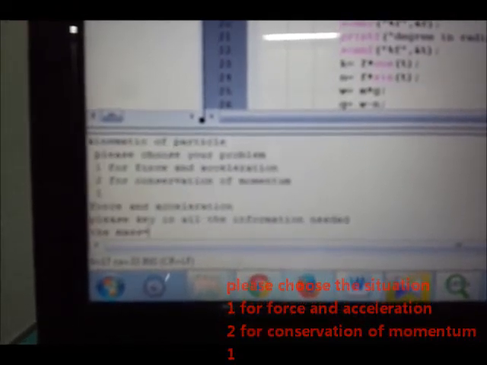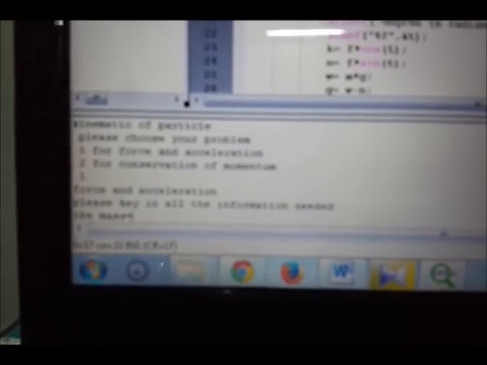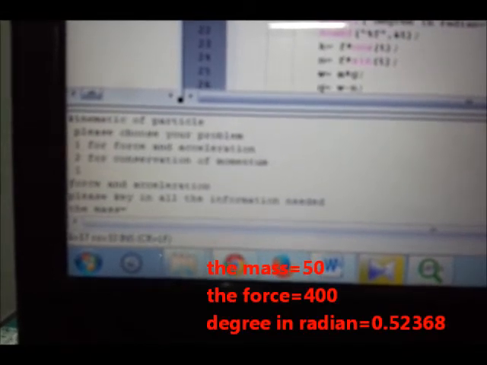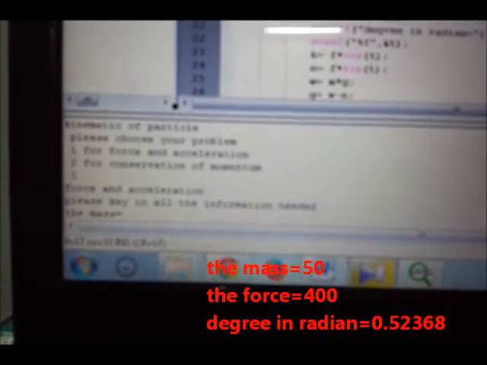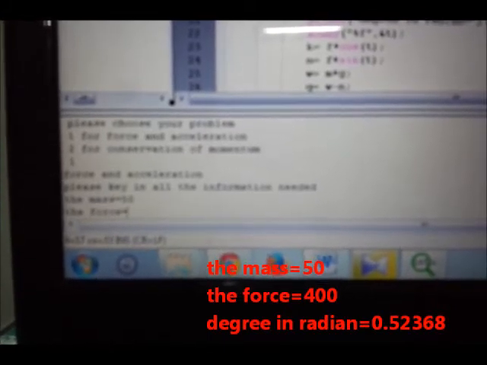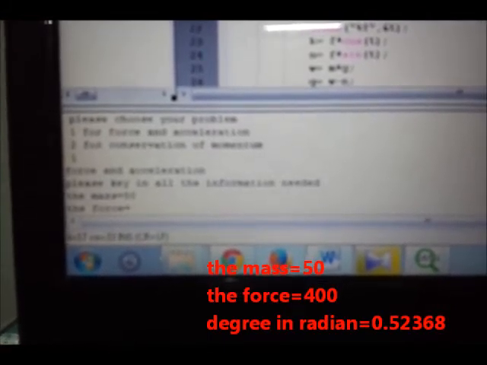Okay, and then the program asks to input the mass. In our question, the mass is 50, and the program asks for the force.